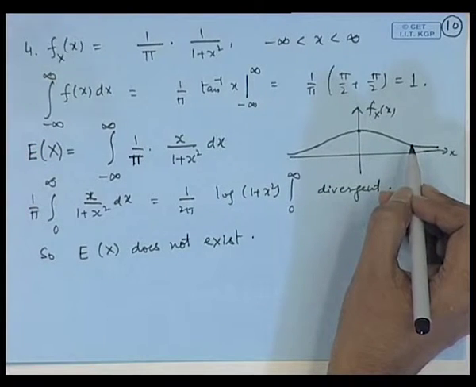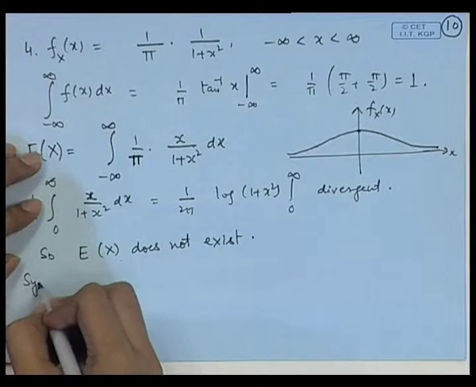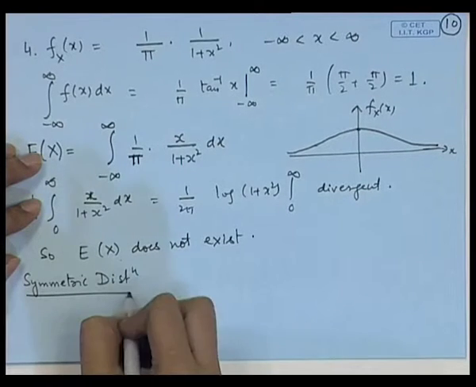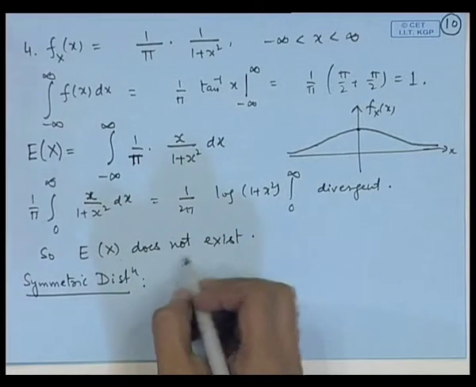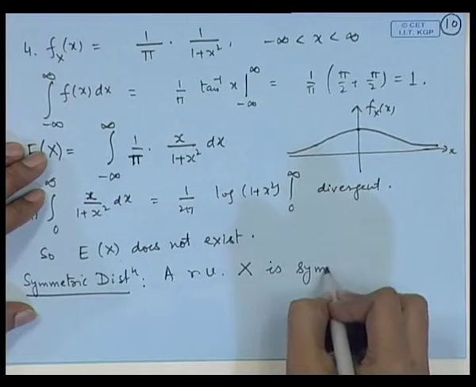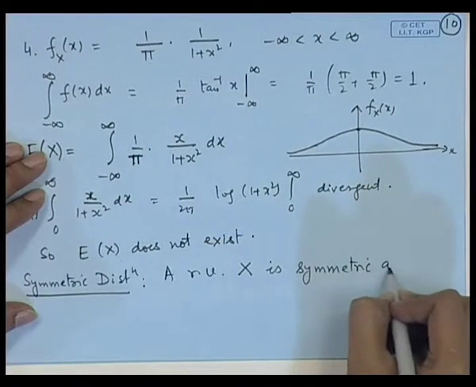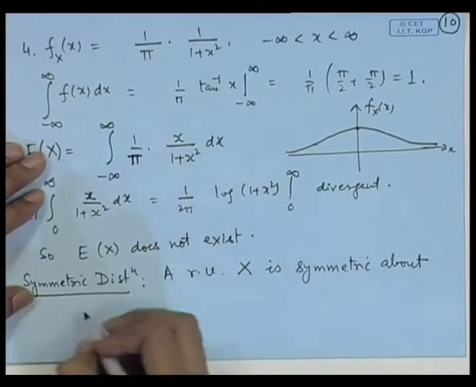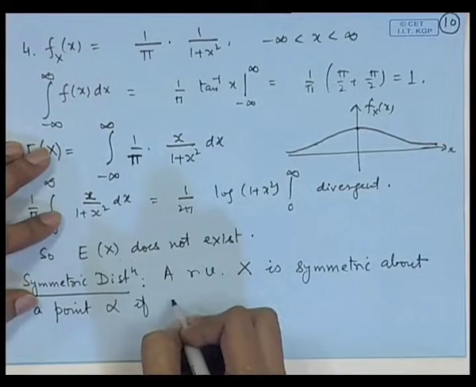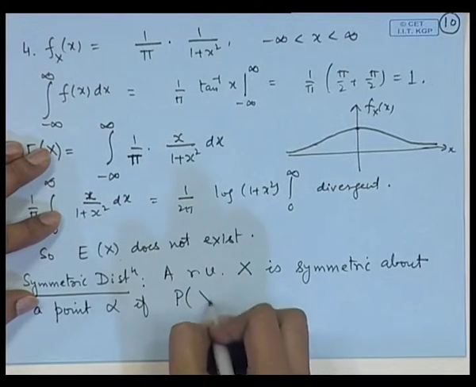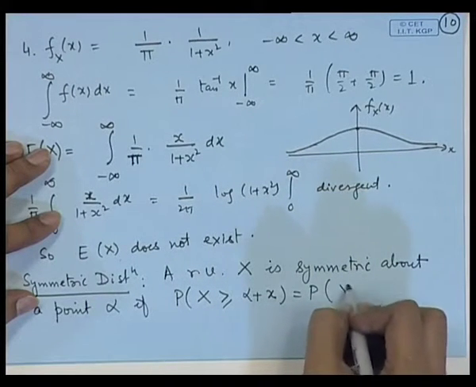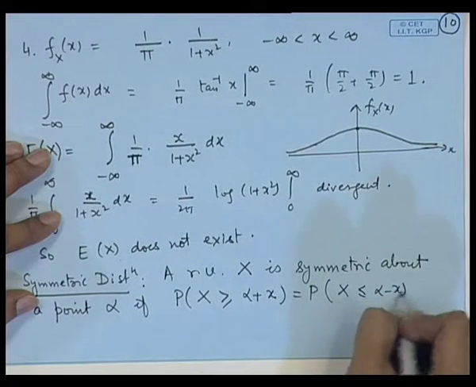We can define symmetric distribution as: a random variable x is symmetric about a point alpha if probability of x greater than or equal to alpha plus x is equal to probability of x less than or equal to alpha minus x for all x.